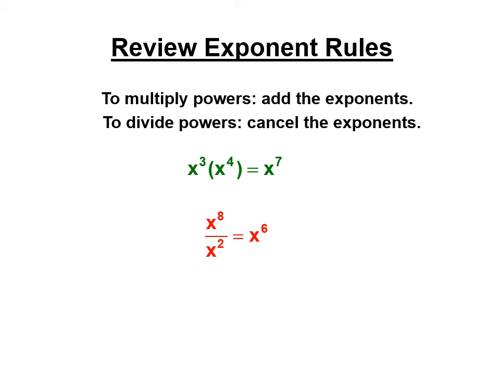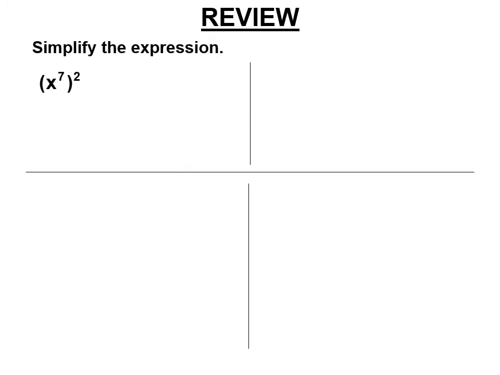Right? So when we multiply powers, we add the exponents. When we divide powers, we subtract, but we write it like that. So x to the seventh squared is x to the seventh times x to the seventh. You write it out, and then you add the exponents, x to the 14th.